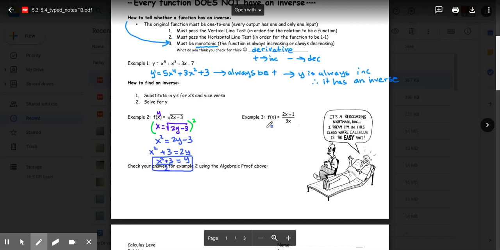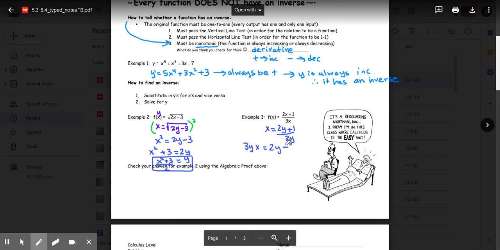So we're going to do the same thing here. We're going to switch the x's and y's. So the x's become y's, and the f of x, which stands for y, becomes x. All right, and we've got to get y by itself. So we're going to multiply through by y, 3y.